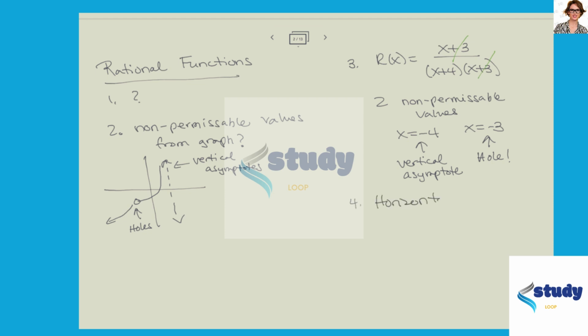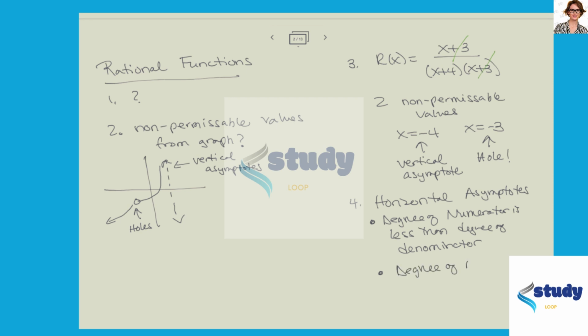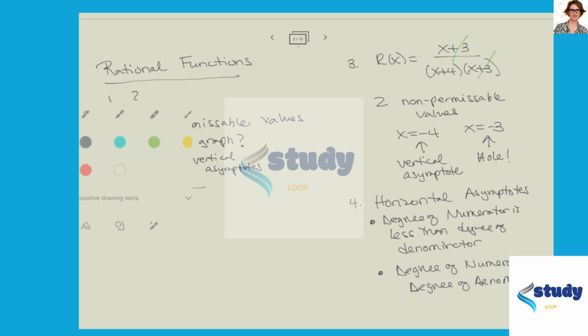Horizontal asymptotes, if you have an equation, happen if the degree of the numerator is less than the degree of the denominator, or if the degree of the numerator equals the degree of the denominator. Let me just give you an example of each of those.